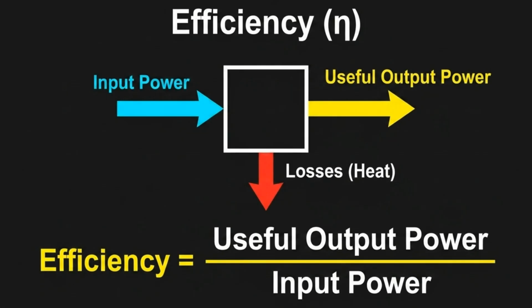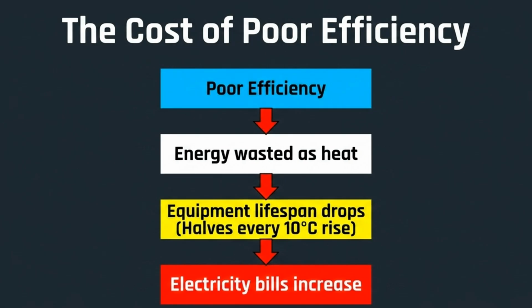Efficiency, denoted by eta, is the ratio of useful output power to input power. The difference between input and output power is lost, primarily as heat. Poor efficiency leads to energy wasted as heat, which drastically reduces equipment lifespan, halving it for every 10 degrees Celsius rise, and increases electricity bills.